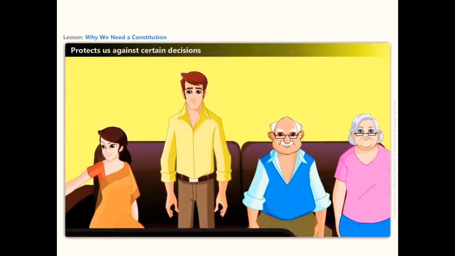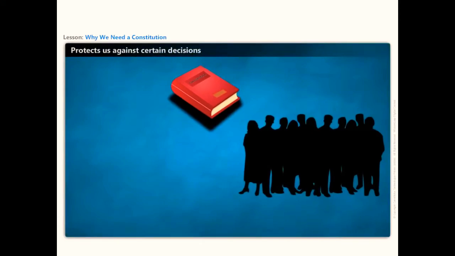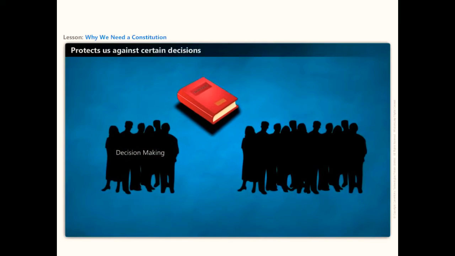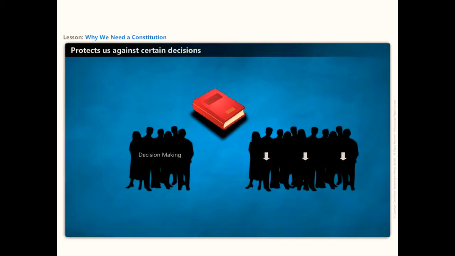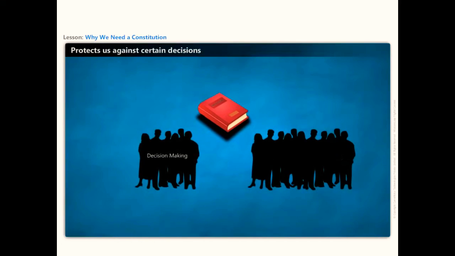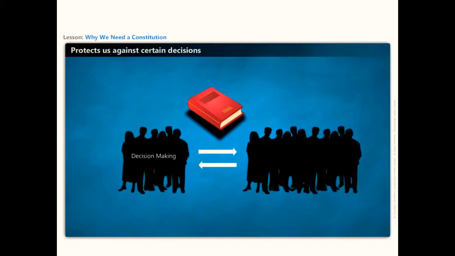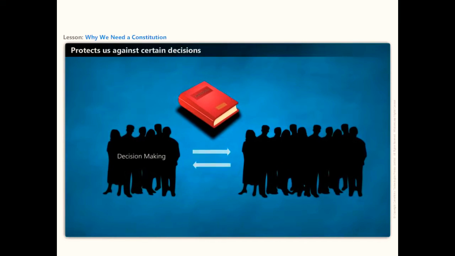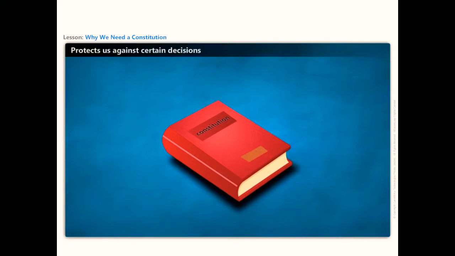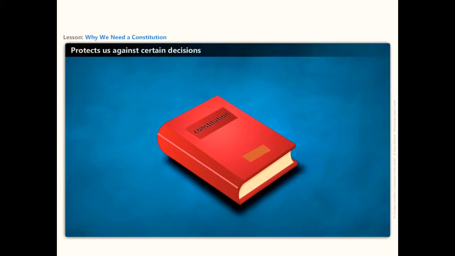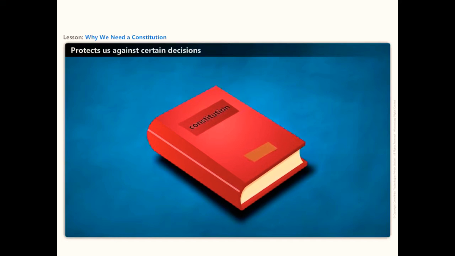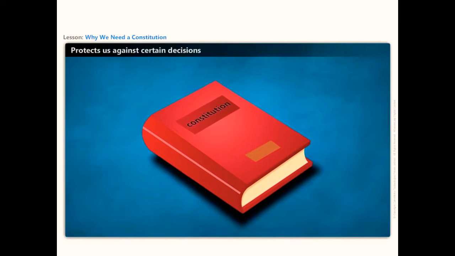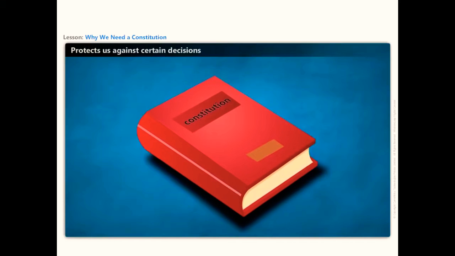Similarly, on a large scale, the constitution protects us against certain decisions which a few people can take, but which could have an adverse effect on the larger principles that the country believes in. Thus, we need a constitution to save us from ourselves. A good constitution does not allow the whims of a few people to change its basic structure. It does not allow for the easy overthrow of provisions that guarantee rights of citizens and protect their freedom.